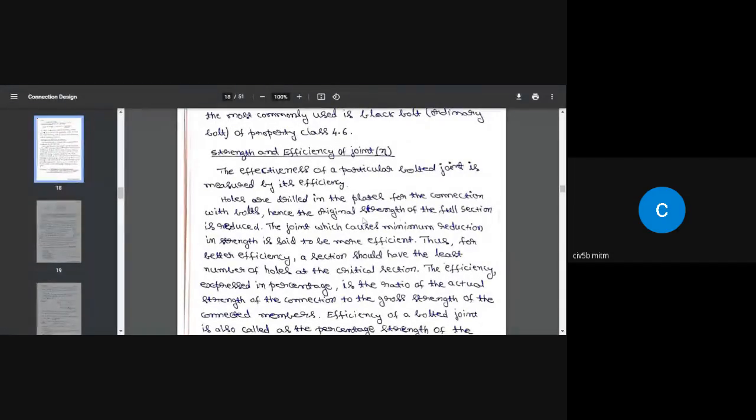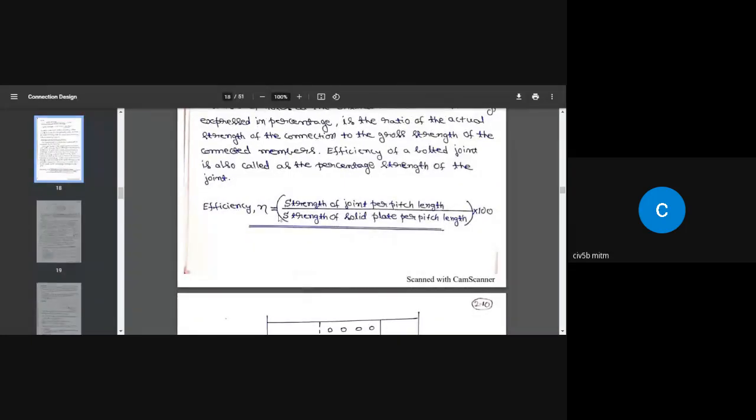Okay, efficiency of a joint. The efficiency of a joint, eta, is given by strength of joint per pitch length divided by strength of solid plate per pitch length, multiplied by 100. So that is a formula you remember. I'm not going to go into the theory completely. Once we start solving the problems, you'll understand what it is. That is the best way this can be explained.